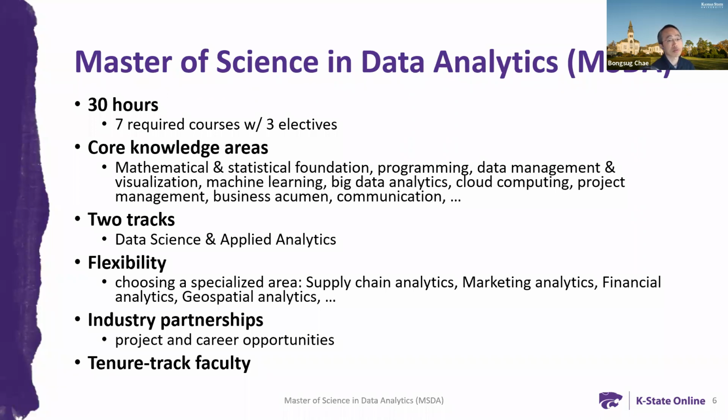And as I said, there are 2 tracks, and students can choose either the data science track or the applied analytics track. The data science track is more about developing algorithms and building machine learning models and so on. The applied analytics side is more about application of those algorithms for different business functional areas, such as supply chain analytics, marketing analytics, and financial analytics. The program offers flexibility, so students can choose their own specialized area, and many students choose supply chain analytics and marketing analytics. The program also has industry partnerships. This is a really excellent opportunity for us and also for our students. These partnerships provide us capstone opportunities and also career opportunities as well. And all these 10 courses are taught by tenure track faculty at Kansas State University.